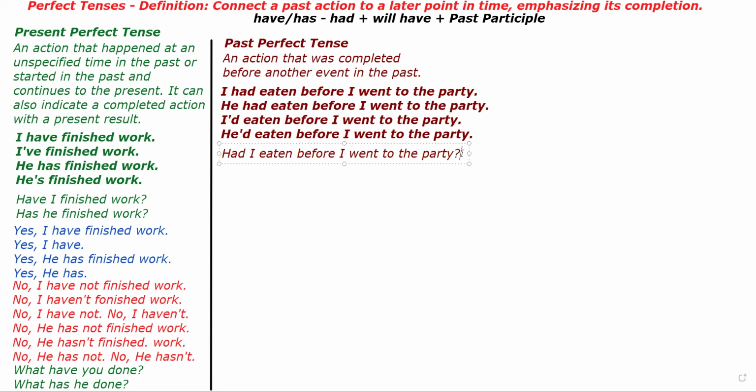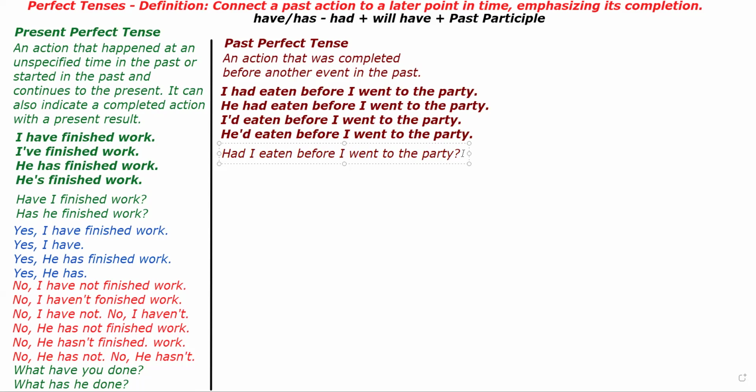Oh, of course, it's for you too. Had you eaten before you went to the party? I, because the example is I, but generally you're not going to ask yourself, had I eaten before? No, you can say, had you eaten before you went to the party, for example? Okay? Very good.